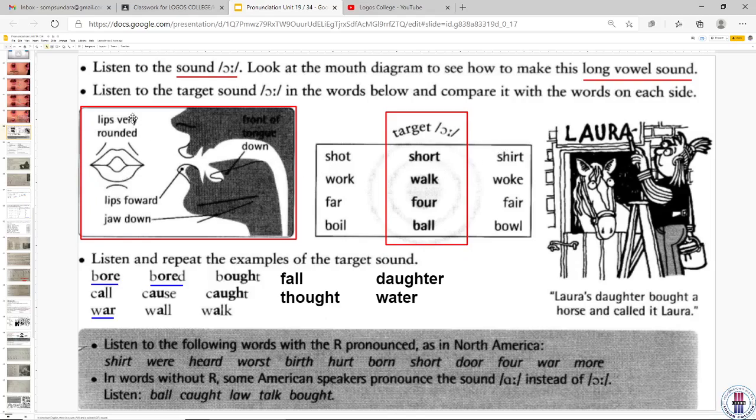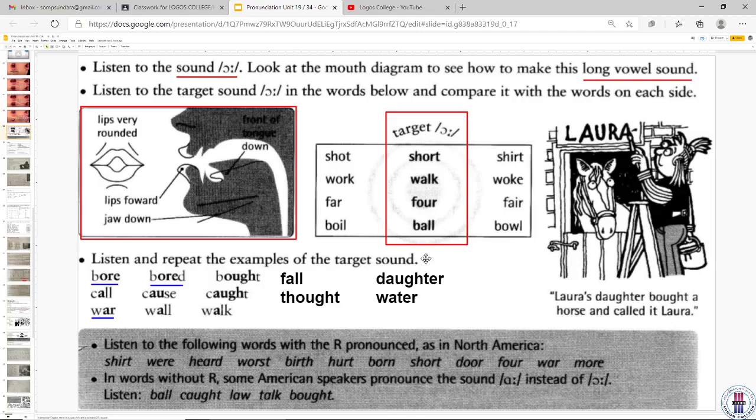And notice this picture here. Lips are very rounded. I'm going to say these words. I want you to focus on the target sounds in the middle. Shot, short, shirt. Shot, short, shirt. Work, walk, woke. Work, walk, woke. Far, for, fair. Boil, ball, bowl. Boil, ball, bowl.